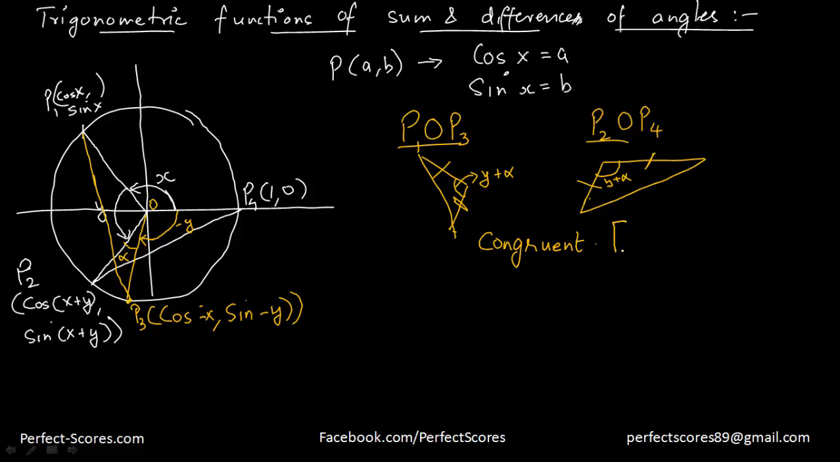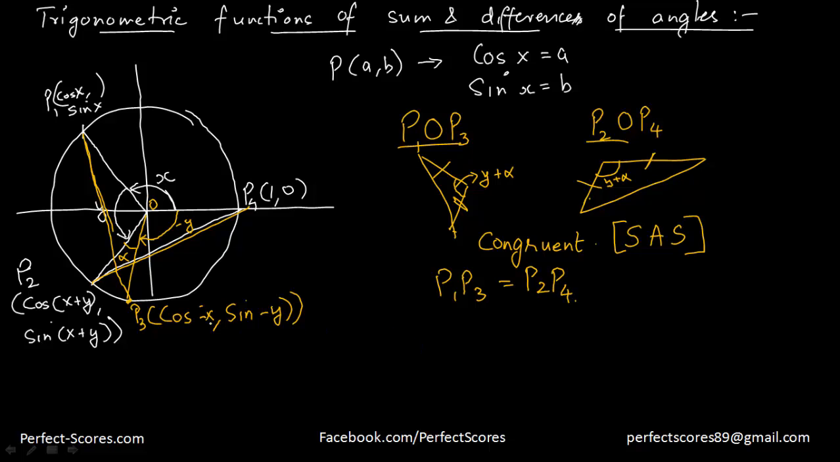Why are they congruent? Because one of the angles is the same and two sides are the same. If one angle is the same and two sides are the same, that means the third side has to be the same, which means I can say that the side P1P3 is equal to the side P2P4.